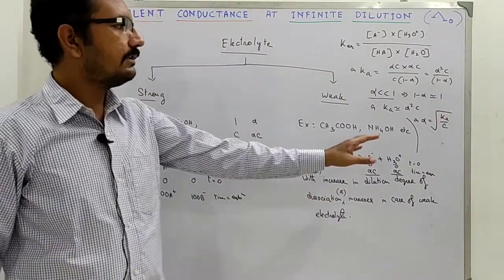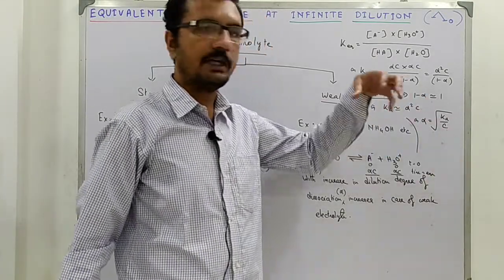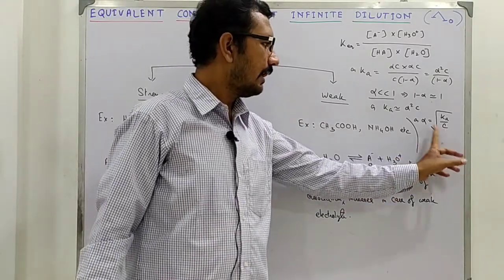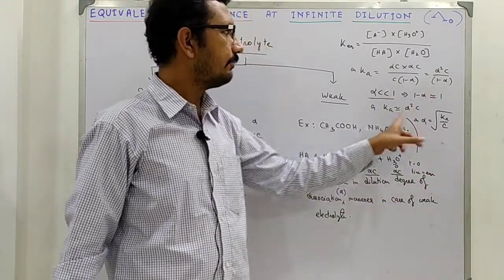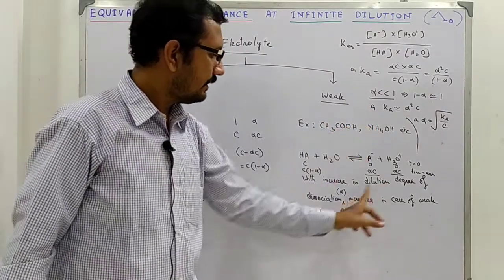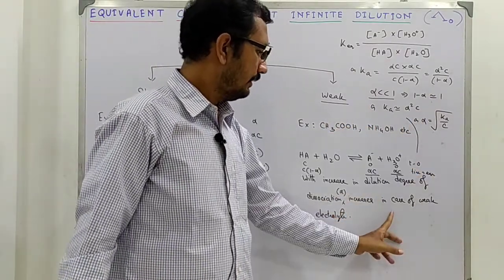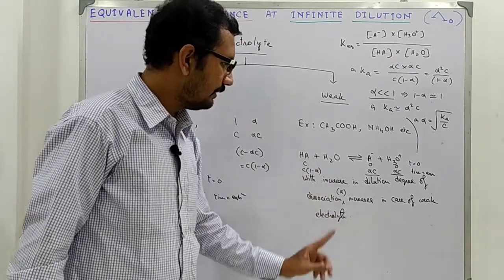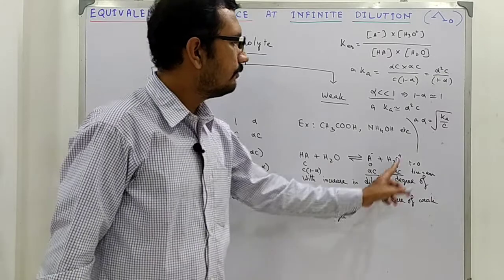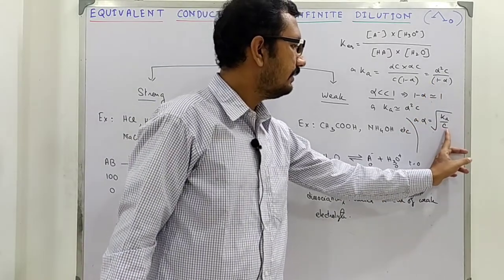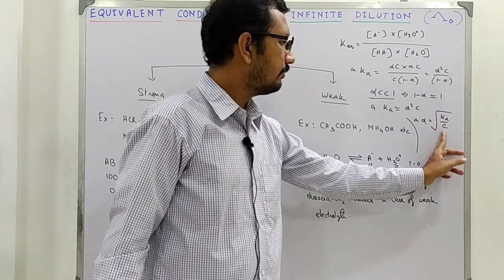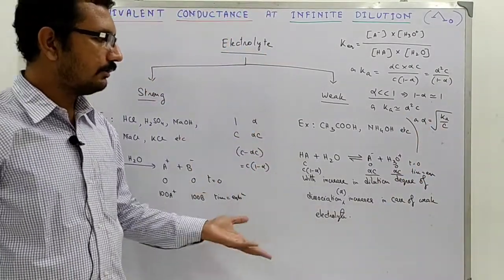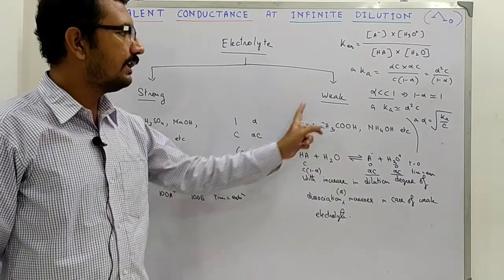So what we are observing is that if you decrease the concentration by pouring water, by diluting the solution, then alpha is going to increase. So for weak electrolytes, the degree of dissociation, that is alpha, increases with decrease in the concentration. With decrease in concentration means with increase in dilution. So with increase in dilution, concentration is decreasing, it is in the denominator, so alpha will increase. So you are getting more and more ions when you dilute a weak electrolyte.